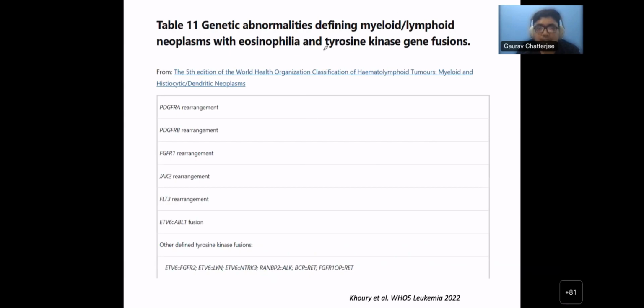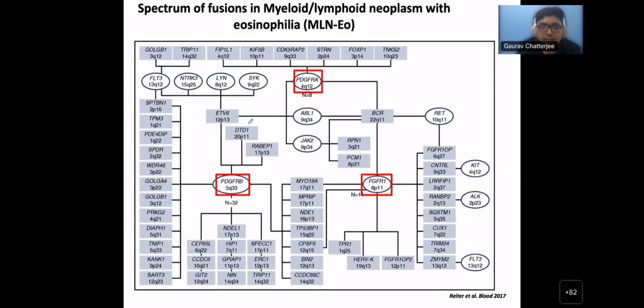So as you have said, this is a group of neoplasm now recognized in WHO. It was recognized in WHO4 as well, but in WHO5, now we have a host of fusions. So you spoke about PDGFR-A, PDGFR-B, FGFR1. Now we know there can be JAK2 rearrangement as well, FLT3 rearrangement, ETV6-ABL1 fusion. So these things can also be present. So this is a host of fusions that can give rise to this kind of pictures.